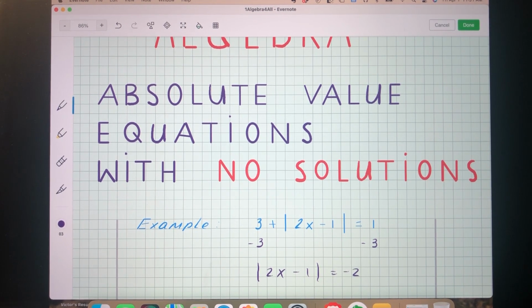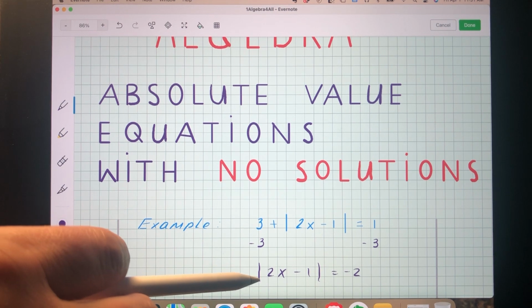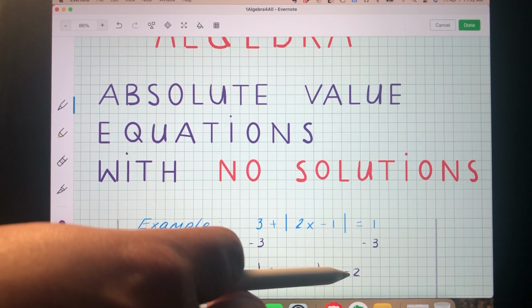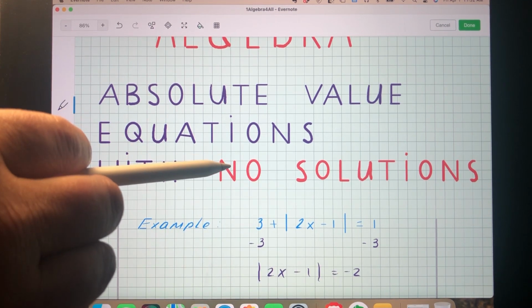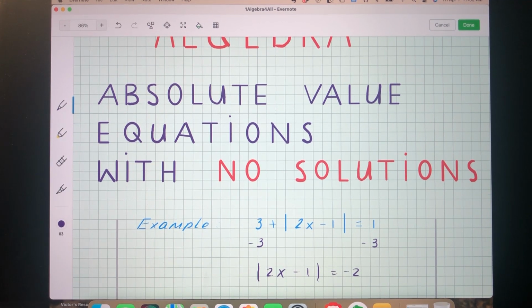This is a big red flag because absolute value is always positive. Absolute value always measures the distance to 0, and the distance is always a positive number. It will never be equal to a negative. At this point, we can stop and say that the answer is no solution. So let's write it: no solution. This is our final answer to this example.